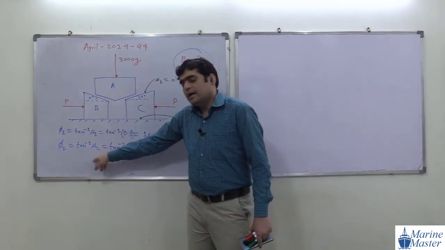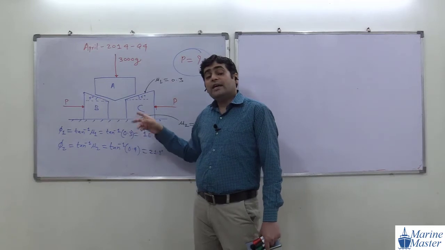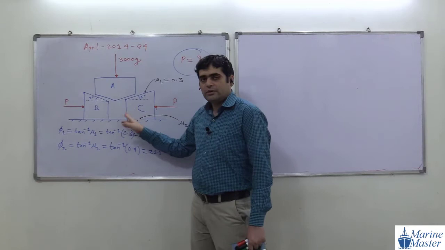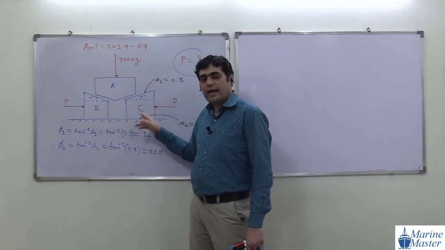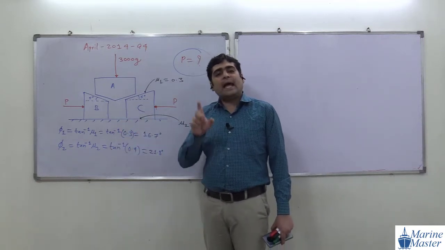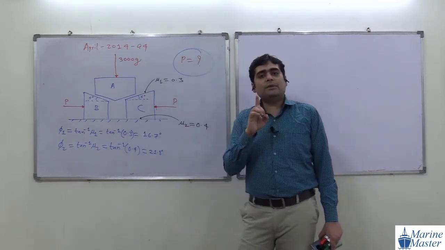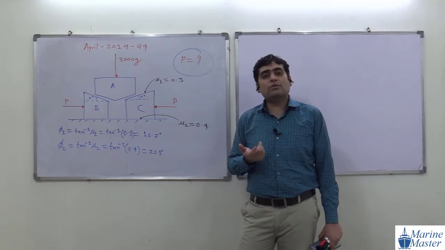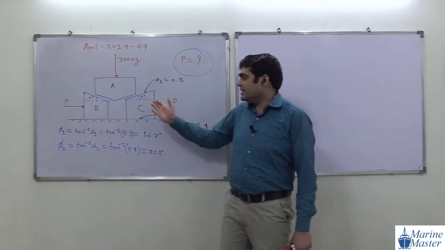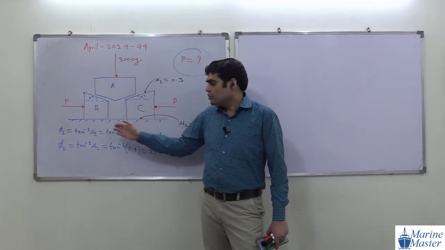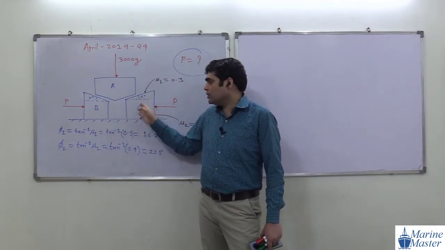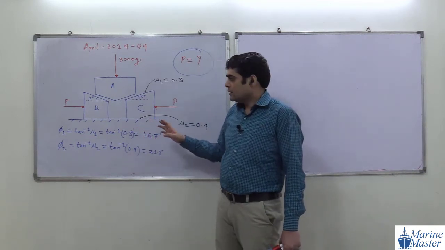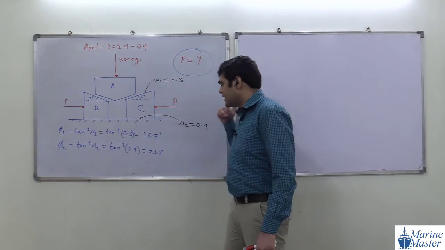Phi 1, phi 2. See, this phi 1, phi 2 is not on this drawing. Why? What is the meaning of phi? Phi means angle of friction, and it is the angle between R and Rn. Have I shown R and Rn here? No. So that's why I have not shown phi 1, phi 2 on this drawing. Okay, are you getting my point? I will show phi 1, phi 2 on the next drawing.